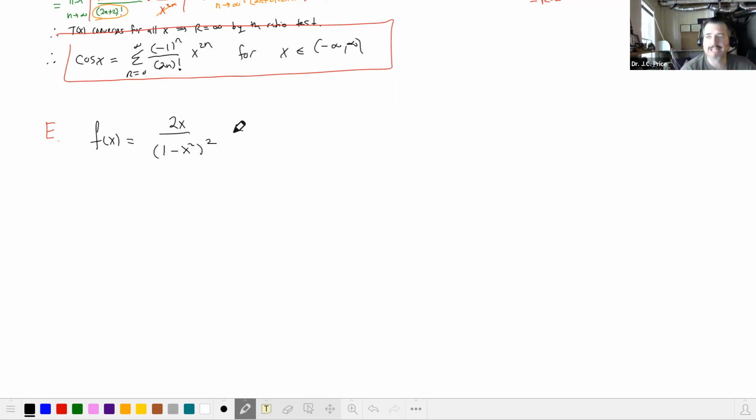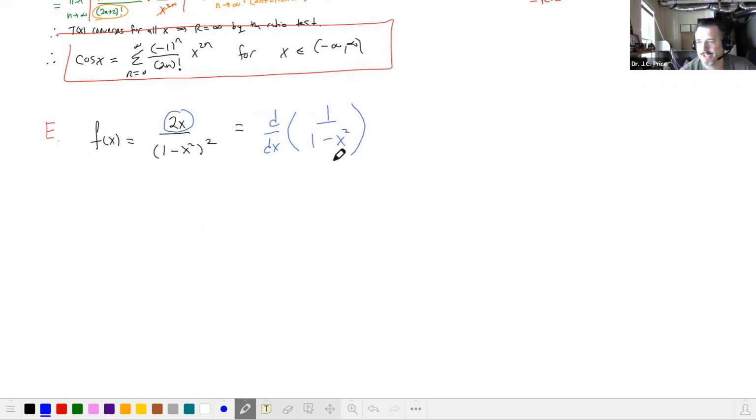And so I just look at that thing and I'm like, oh, you're good, because that 2x on top bothered some people, but I'm like, that's a great thing to have because that's a derivative of the inside. So I'm almost positive this is going to be d/dx of 1 over 1 minus x squared. The only thing I'm not sure about is if it's off by a constant or not. So I just need to check that.